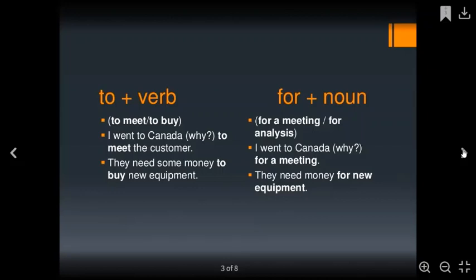El for lo vamos a utilizar, we are going to use the for with a noun, ¿ok? Cuando no tenemos un verbo, por ejemplo. I went to Canada for a meeting. Fui a Canadá por una reunión o a una reunión. They need money for new equipment. Ellos necesitan dinero para un nuevo equipo. Entonces, estas son las diferencias principales. El infinitivo lo vamos a utilizar cuando demos una explicación con un verbo, ¿ok? Y el for lo vamos a utilizar cuando demos una explicación con un sujeto, con un noun.